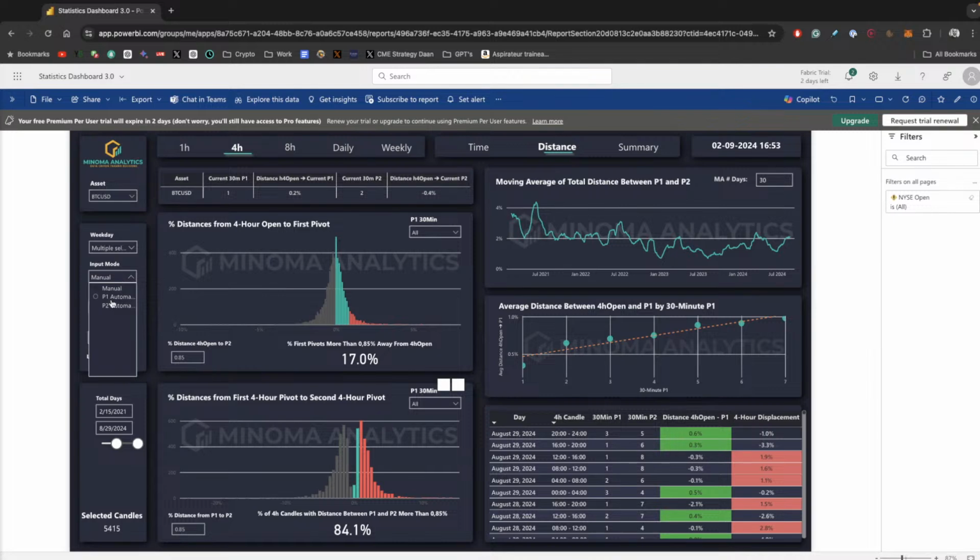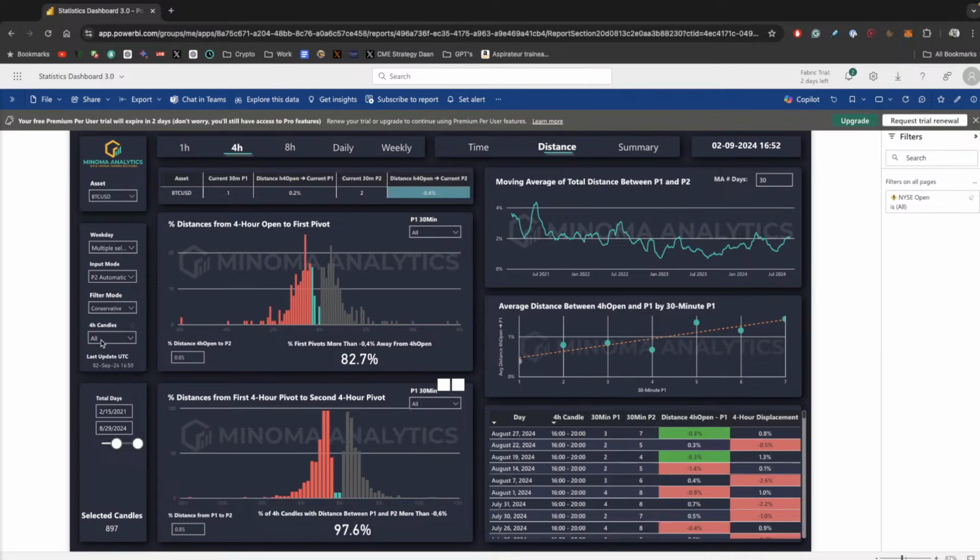No longer. If you have P1 or P2 automatic selected, you can see it here, it automatically checks which candle we're in. Right now we're at the candle 4 p.m. to 8 p.m., right? It's almost 5 p.m. UTC. So it will automatically select this 4 hour candle, so the data is automatically filtered properly. It does the same on the time statistics page.